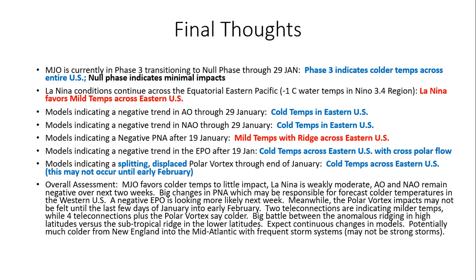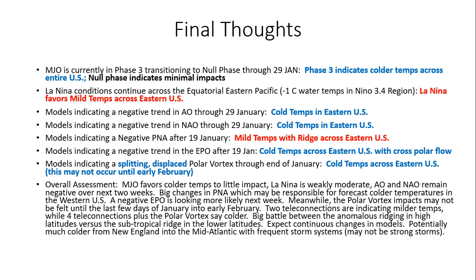The models are also indicating a negative trend in the Eastern Pacific Oscillation, EPO, after 19 January. Now, this is important because now we're putting a huge ridge, a ridge in the Gulf of Alaska and rising heights all the way up to the high northern latitudes on the Pacific side. What goes up, again, must come down. So typically you get a trough, or the jet stream makes a major dip from the Arctic area down into the lower 48 in the eastern U.S. when you get a negative EPO. You get more of what's known as cross-polar flow. So we're really going to keep an eye on that trend. The models are indicating a splitting, displaced polar vortex. It's already split, folks.